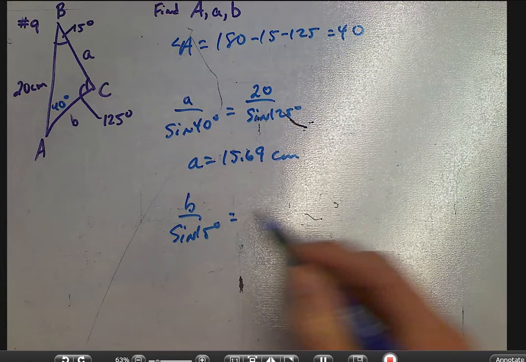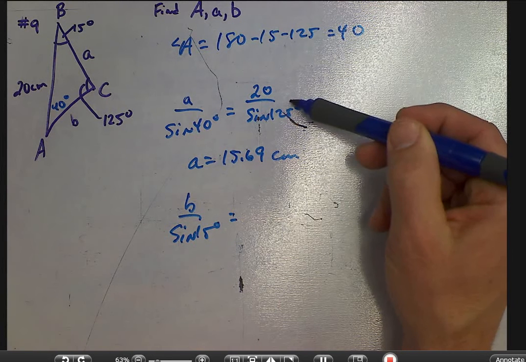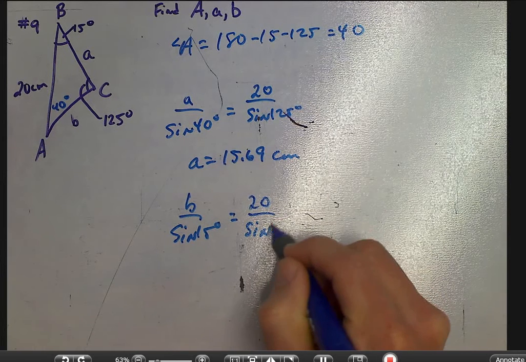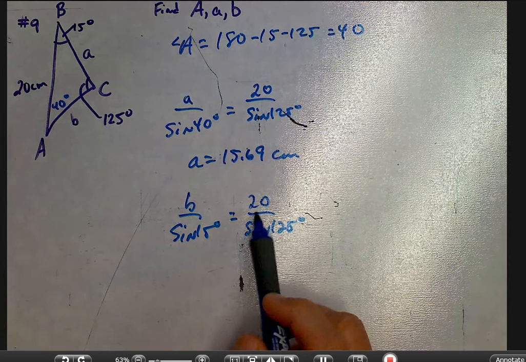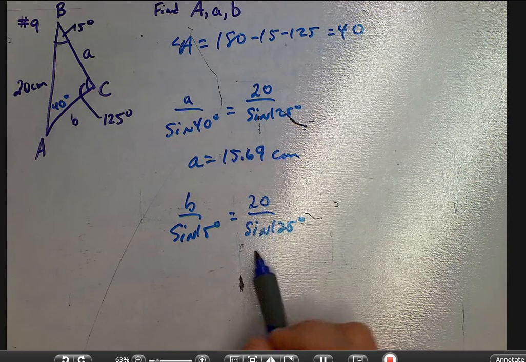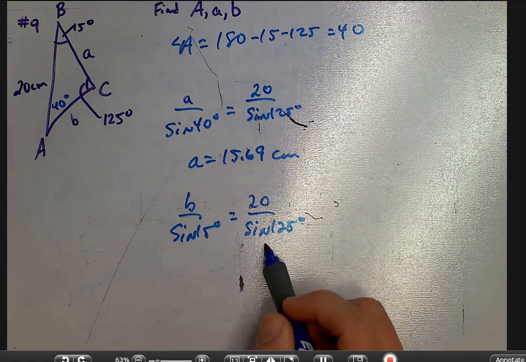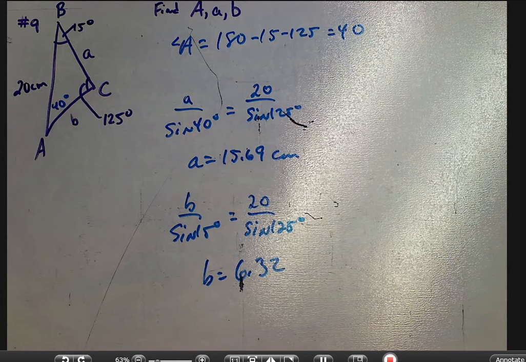Now you could use the A's, but since we rounded this off, we want to go back and use the C's here. 20 over the sine of 125 degrees. So I take sine 15 degrees times 20, hit enter. Actually, you should probably do 20 times sine 15, hit enter, then divide by sine 125, and you should get B about 6.32. Ask questions tomorrow in class if you need to.